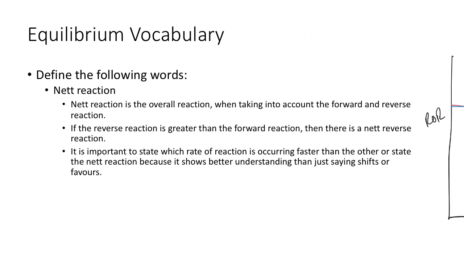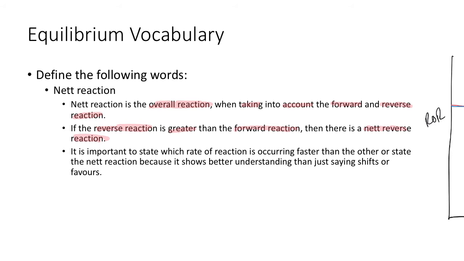The net reaction. The net reaction is the overall reaction when taking into account the forward and the reverse rates of reaction. So if the reverse reaction is greater than the forward reaction, there is a net, or overall, reverse reaction. It's the overall amount. If you're going 100 one way and 50 the other way, then the larger one is the overall direction of that reaction.